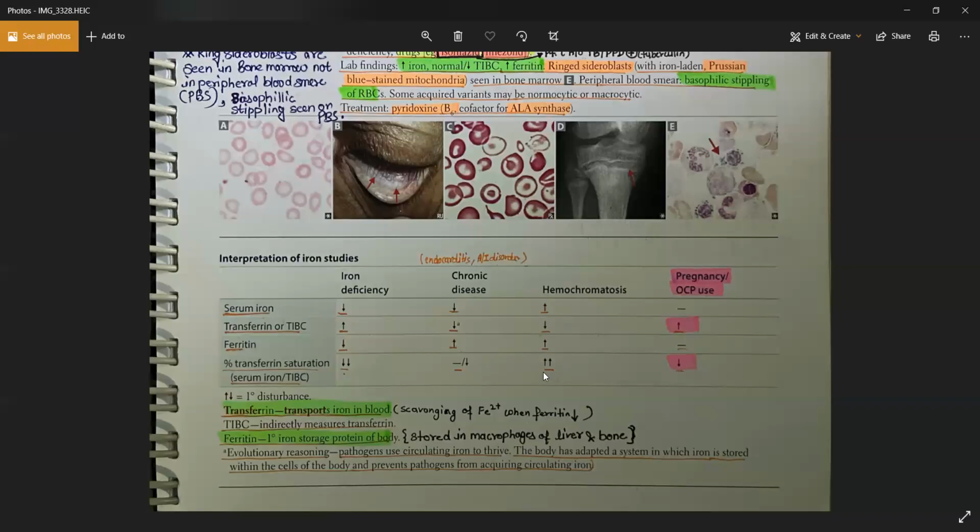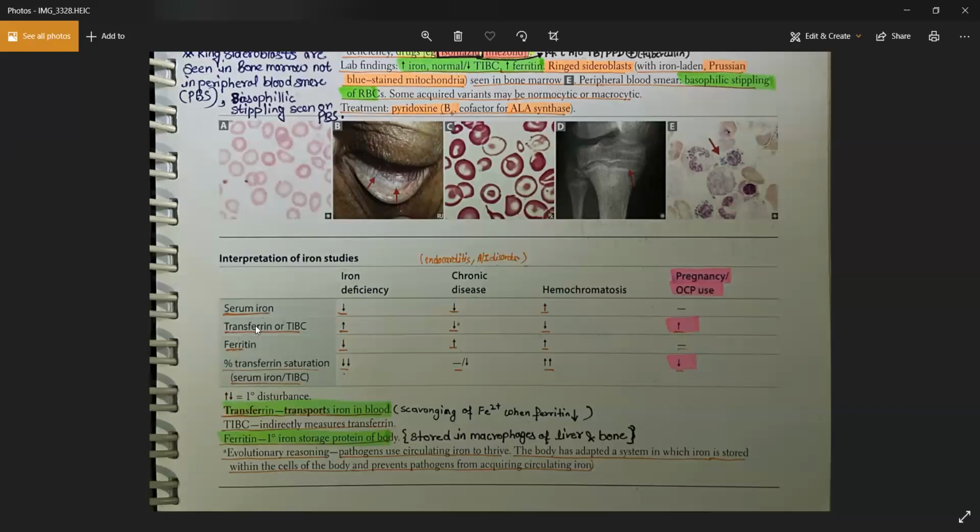Very high saturation. In case of OCP use or pregnancy, you guys know, because of the estrogen, every transport protein will be increased. Every carrier protein will be increased in your body. As a result, the transferrin also will be increased. And when the transferrin is increased, the saturation will be decreased, because you have more transferrin than the iron available, right? So less iron will be binding to the transferrin. So we'll have a low saturation. Is that okay? Yes.